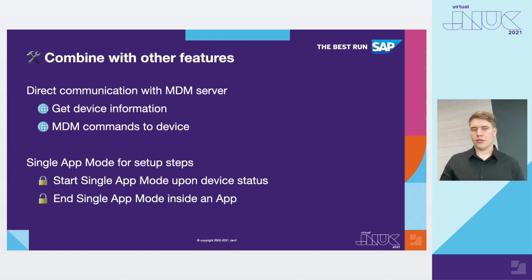Another thing you could consider using the direct communication and the app config for would be to enable and disable the single app mode. Let's say the single app mode is started automatically once the app is opened. To do that, you would start the application. The application would send a command to the MDM server to tell it, hey, I need the policy for the single app mode for this application now. And once that process is done, the same app can exit its own single app mode again. So that's for the complete onboarding flow.